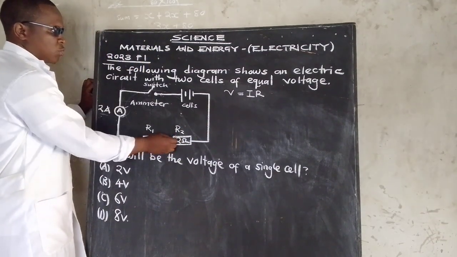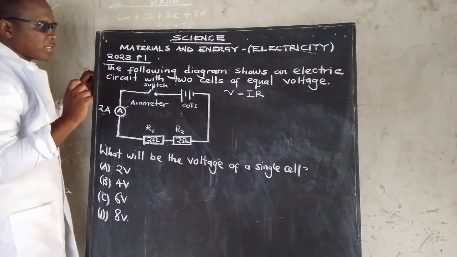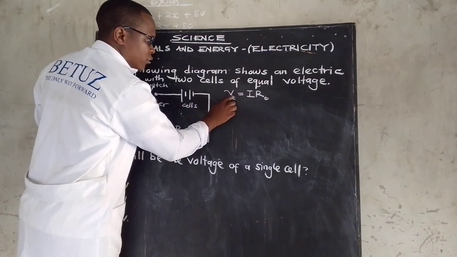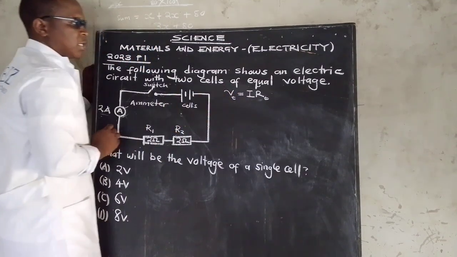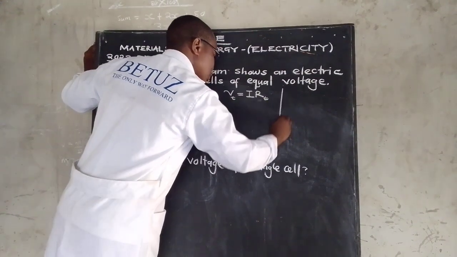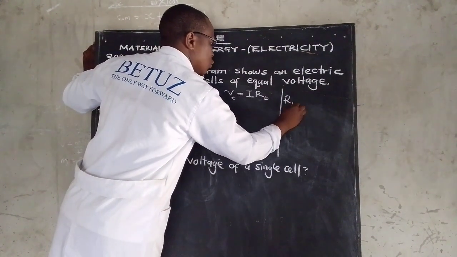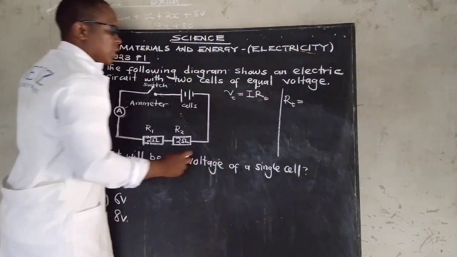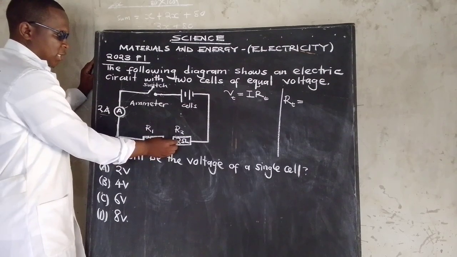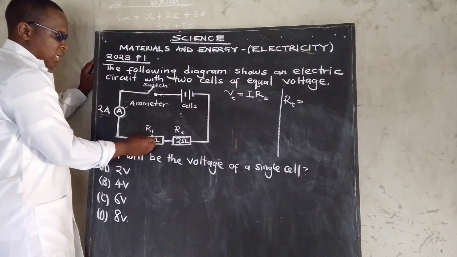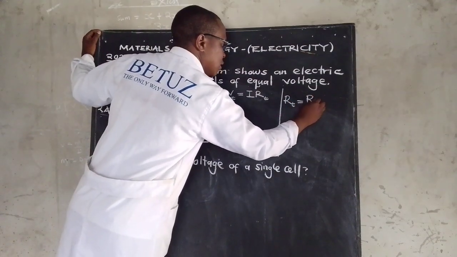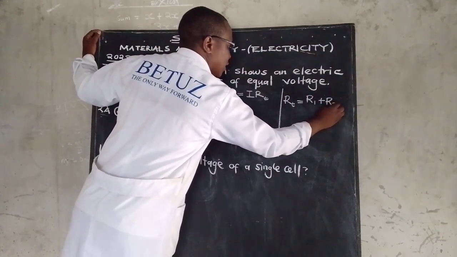Since we want the total voltage, we need to have the total resistance. These two resistors are in series. Since they are in series, we add R1 plus R2 to find the total resistance.